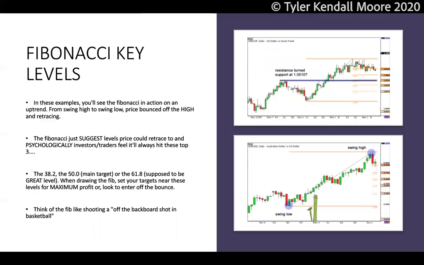Then we get into the next bullet point: the 38.2, the 50 is usually a main target, or the 61.8, which is like a target 3. Those are supposed to be great levels. You see price getting close to that 61.8, and a huge reversal point may be coming at that level.